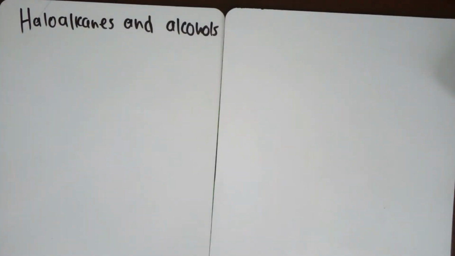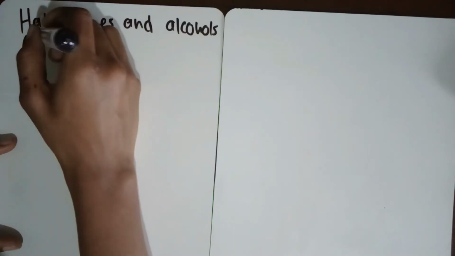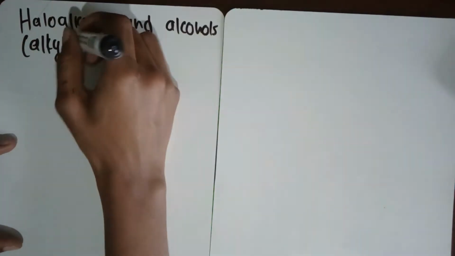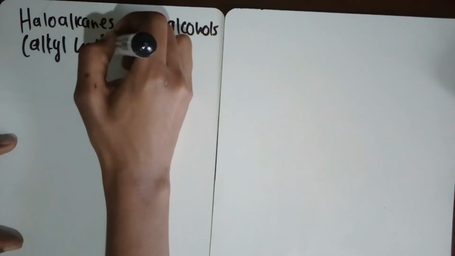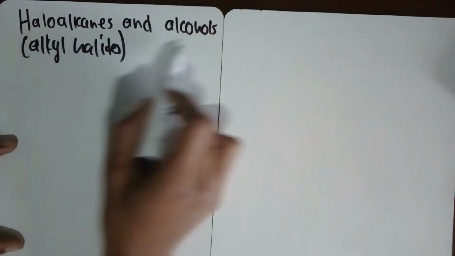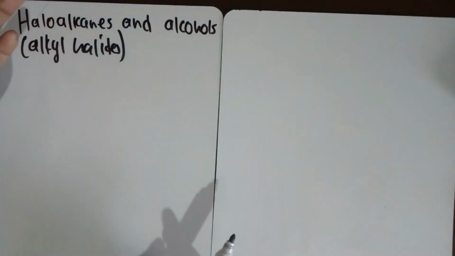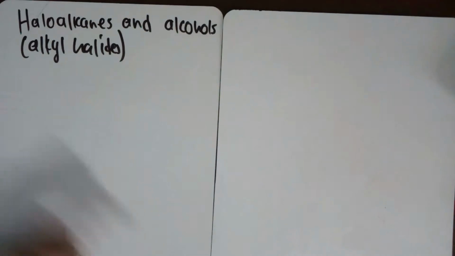So now we are here. The focus of this lesson, which is our third lesson, is going to be on haloalkanes. Some people call this alkyl halides, so it's the same thing. Alkyl halides or haloalkanes if you'd like, and alcohols.